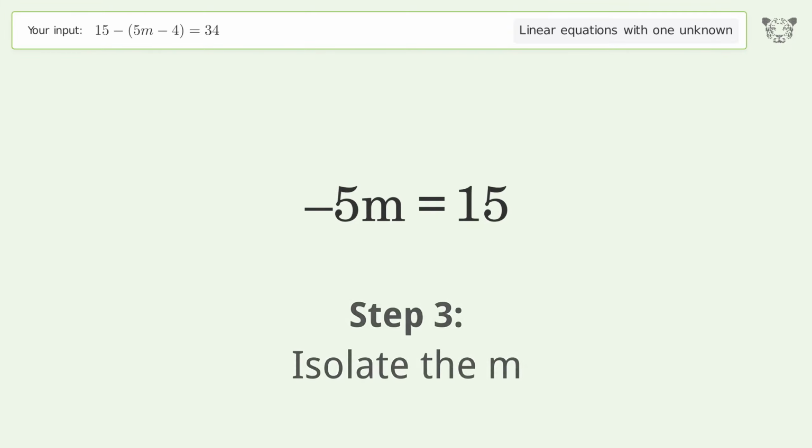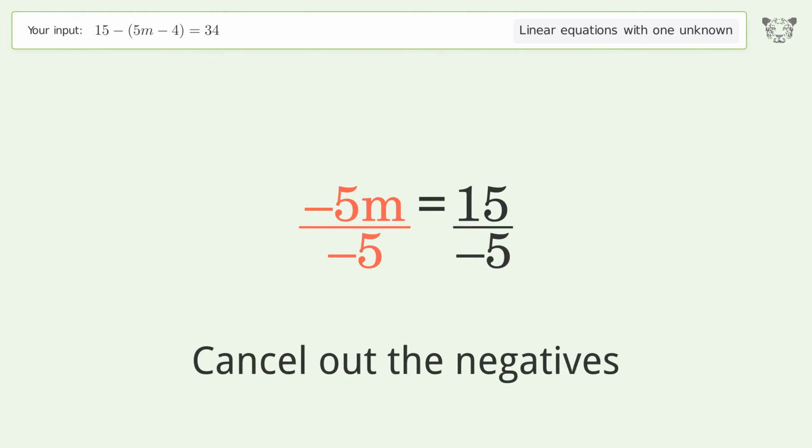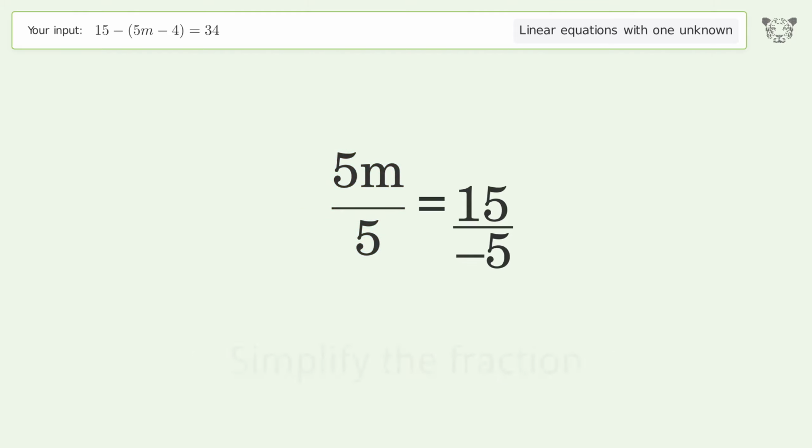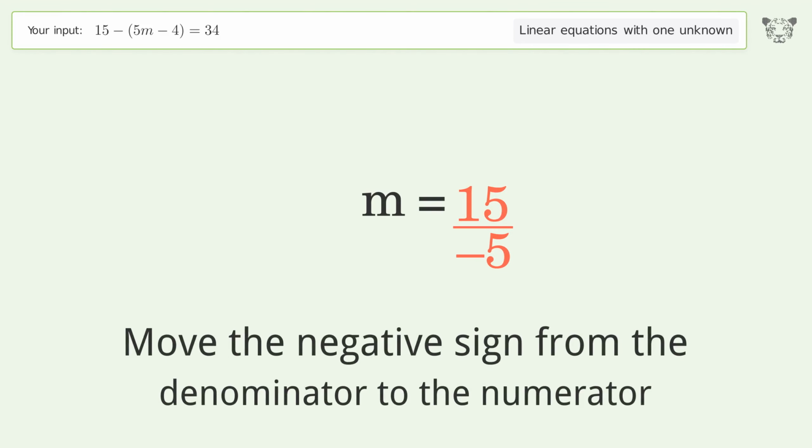Isolate the m. Divide both sides by -5. Cancel out the negatives. Simplify the fraction. Move the negative sign from the denominator to the numerator.